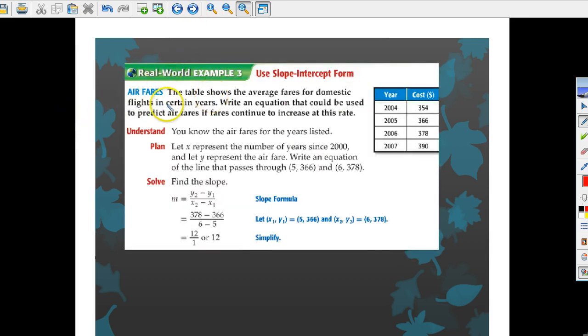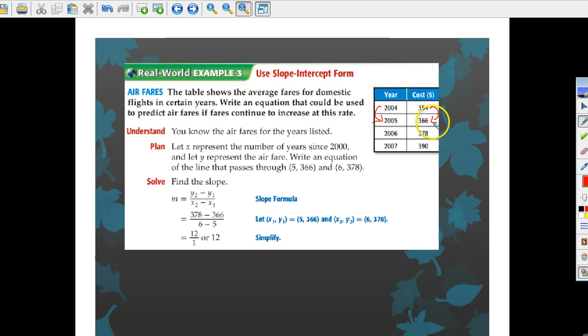So airfares. The table shows the average fares for domestic flights in certain years. Write an equation that can be used to predict airfares if fares continue to increase at this rate. So 2004 was $354, and as you can see, each year it increased. So we're going to write an equation for that. First thing we're going to do is find the slope. The slope is the change in cost over the change in year.